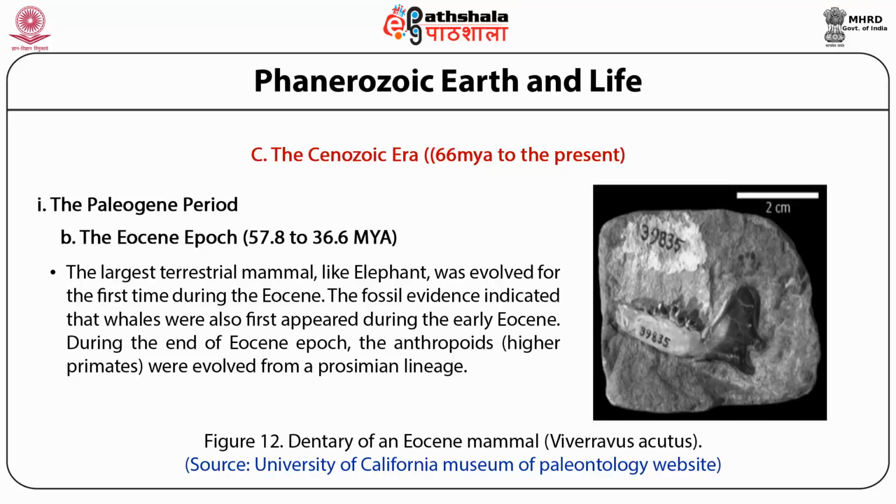So the Eocene epoch, which is marked by the separation of Australia and Antarctica, also led to the formation of Himalayan and Alps-like mountains, along with the appearance of elephants, whale-like mammals, and the development of higher apes, which evolved from the primitive primate, that is the prosimian.